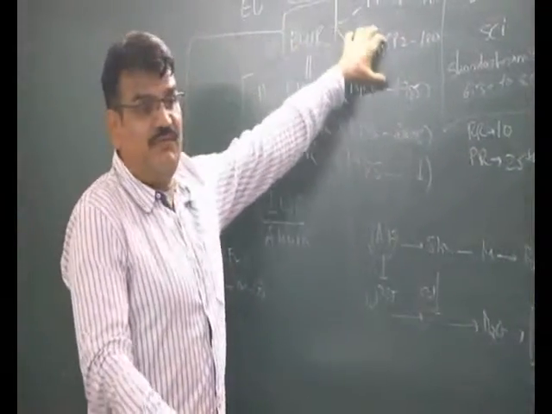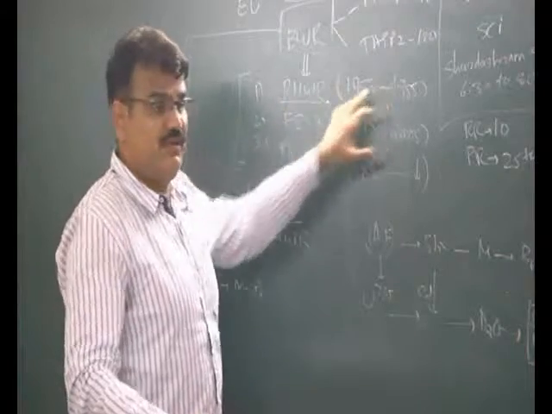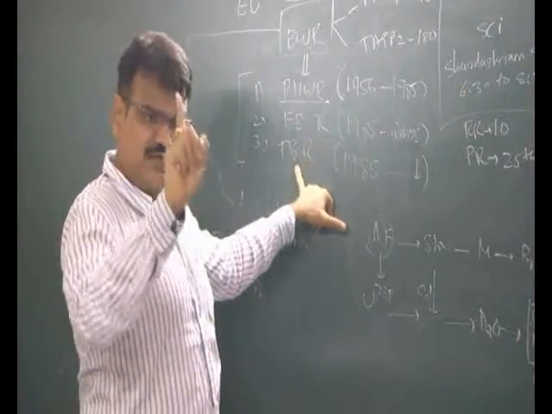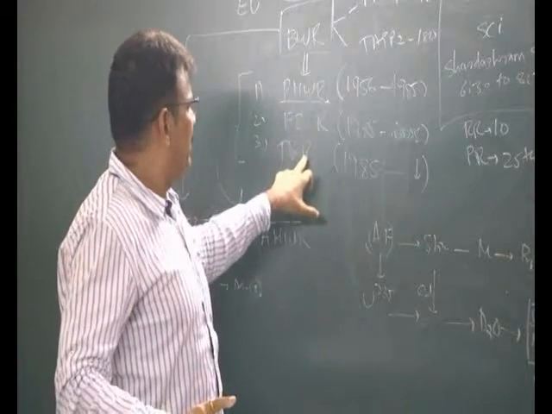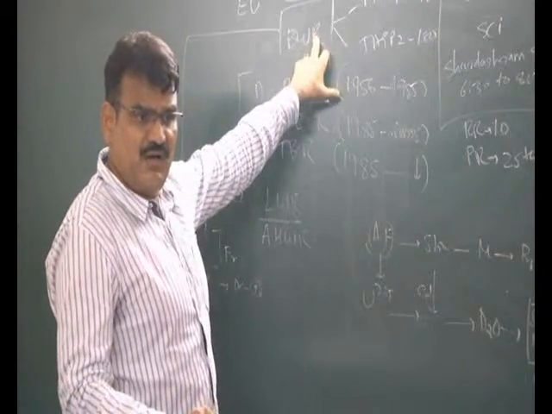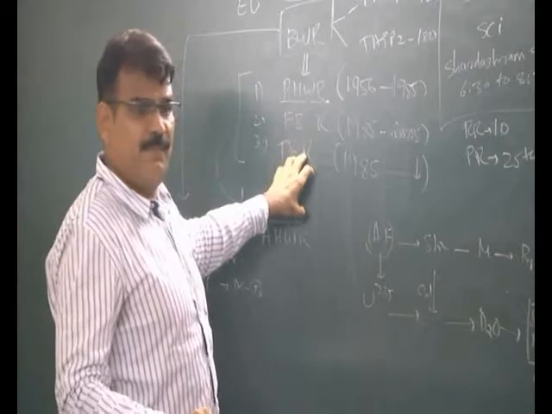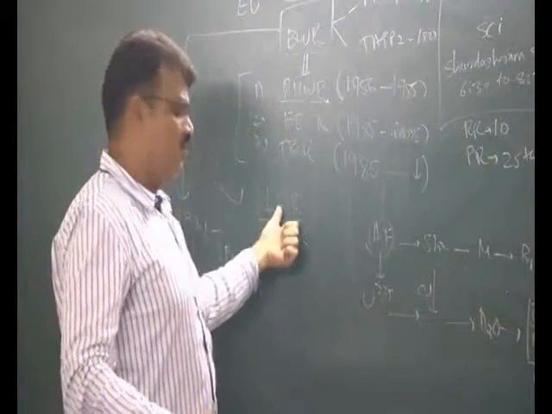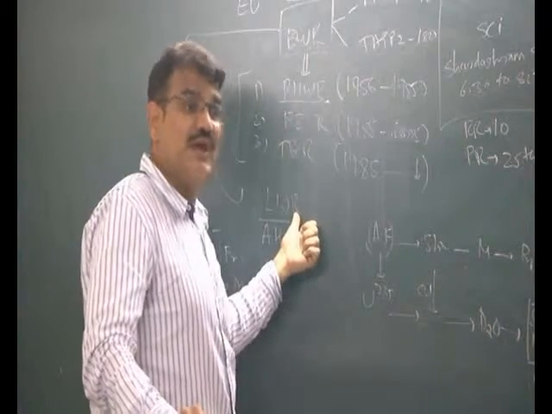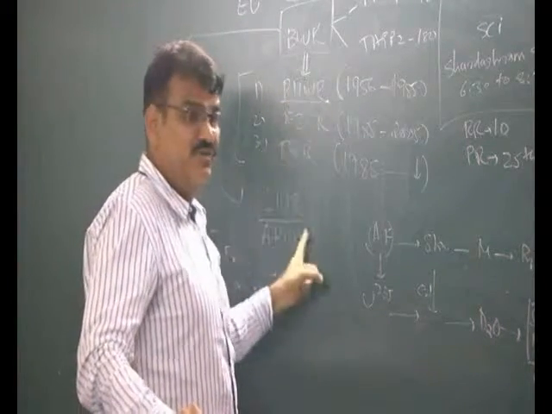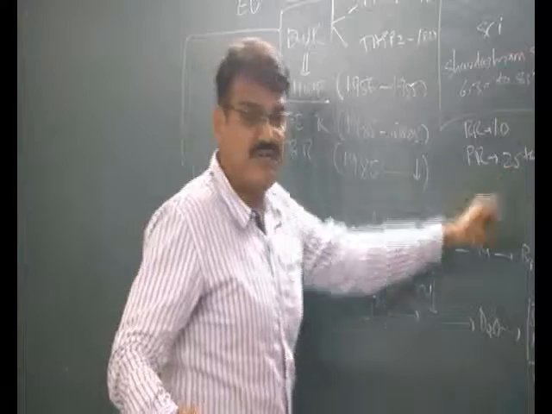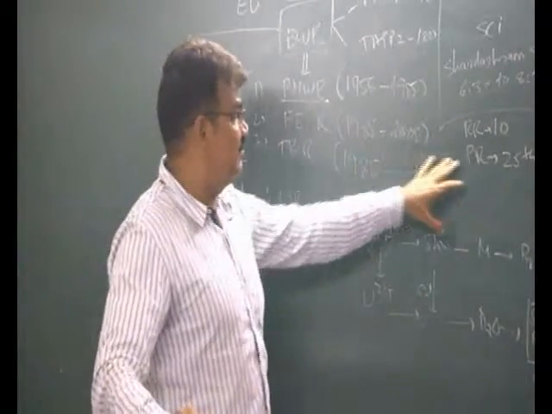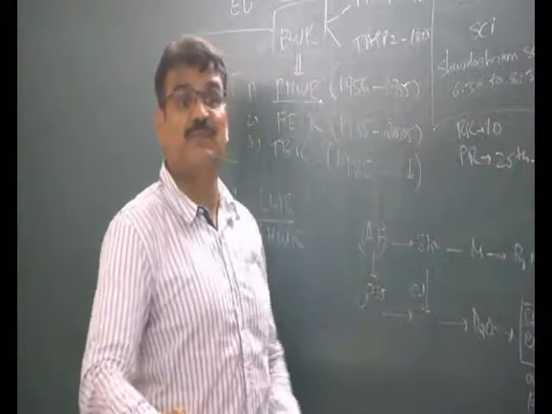So BWR, 2. FBR, we have only one. TBR again only one. So one FBR, one TBR, 2 BWR, that becomes 4. And LWR, how many have started? 2 again. So 4 and 2, 6. 25 minus 6, it is 19. So 19 PHWR reactors we have at present.